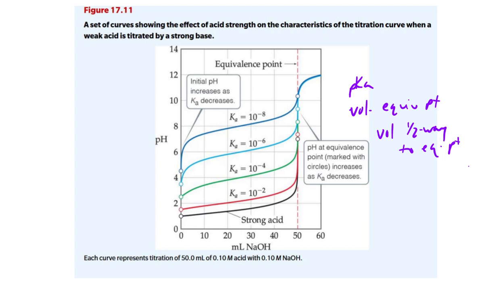So in this figure, we have pH on our y-axis, volume of sodium hydroxide added on x. And these are four different weak acids, one strong acid titrated with a strong base. Okay. Notice that the equivalence point for every single one of these monoprotic weak acids occurs at the same volume, right? So if we find the inflection point for every one of those, they all occur at 50 milliliters, okay?